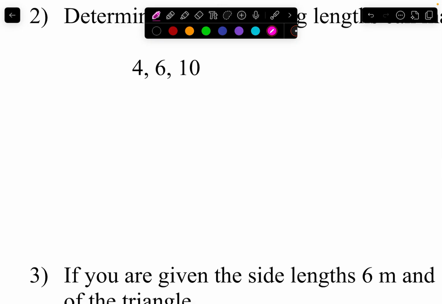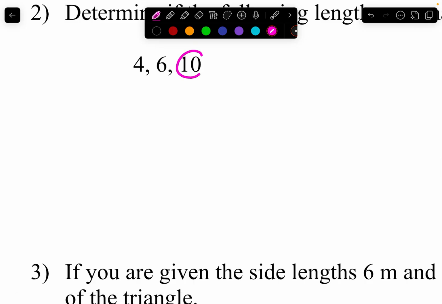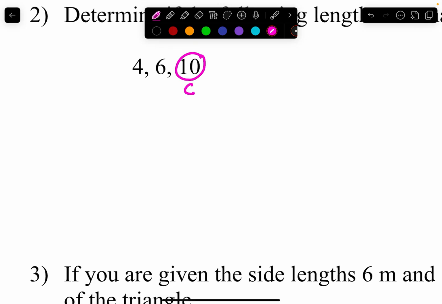C, like the letter C. Okay? So this is going to be C, which means that 4 and 6 are going to be A and B. And it doesn't really matter which one is A and B. They're just the two smaller sides, right? So you are going to add your two smaller sides together and they better be larger than the largest side. Well, this one gets me 10 is greater than 10. Those lengths do not make a triangle.